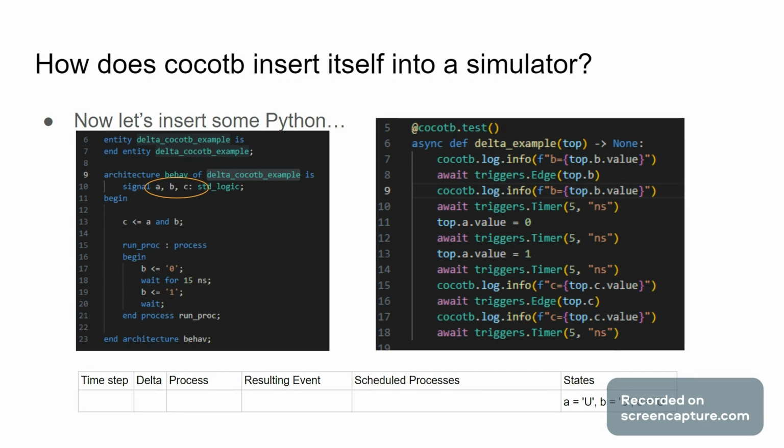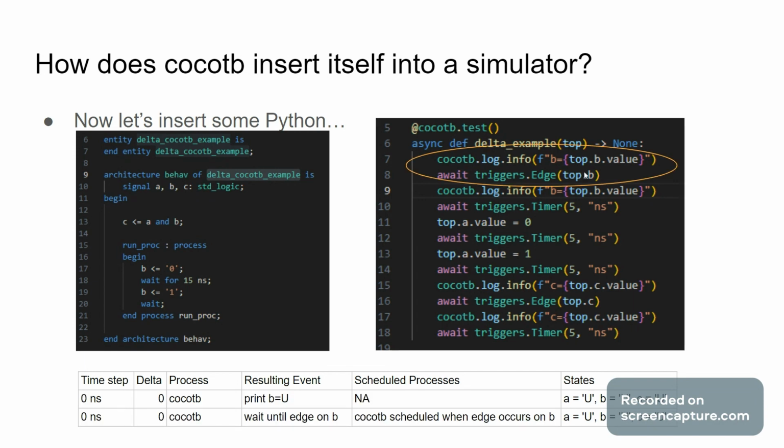So what's going to happen is the log.info statement is going to run. It's going to print out the current value for B, which should be U, and then it's going to hit this wait statement. And by wait, I mean the trigger statement. So it's going to give up control back to the simulator, and it's not going to resume control until there's an event on B. I'm going to show the log later, but trust me when I say that it's going to print B equal to uninitialized, and then cocotb is going to get scheduled again when there's an edge on B. In other words, when there's an event on B.